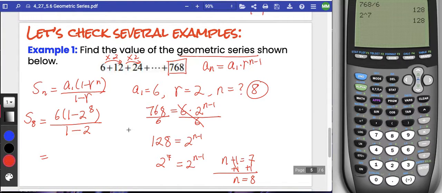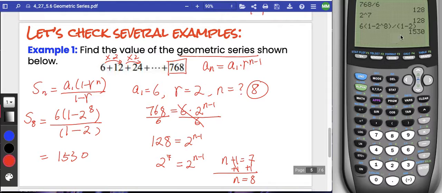Now I'm going to remind you, when you put this in the calculator, make sure you have parentheses around the bottom. Otherwise, if you just type a divided by 1 minus 2, it will give you the wrong answer. So I'm going to put it this way: 6 times, parentheses, 1 minus 2 to the 8th power, and divide by, parentheses, 1 minus 2. And you can see the answer, which is 1,530. So that's our answer.